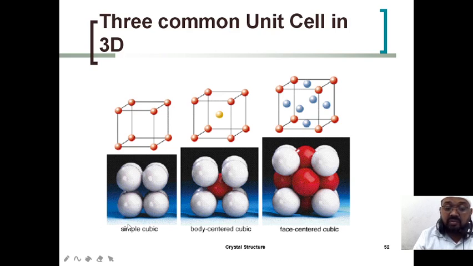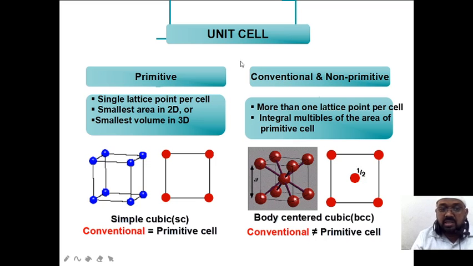And when we see this particular figure, in the last class we showed you this unit cell in this particular format. In body centered, you have a particular atom exactly at the center, and in the face centered cubic, you have one atom residing at each face of the unit cell. Now, we just started with the unit cell, and the unit cell is classified depending upon the arrangement of the lattice points. They have been classified into 2 different categories.